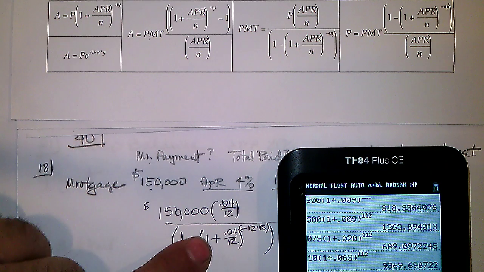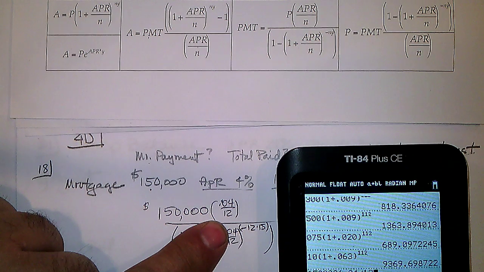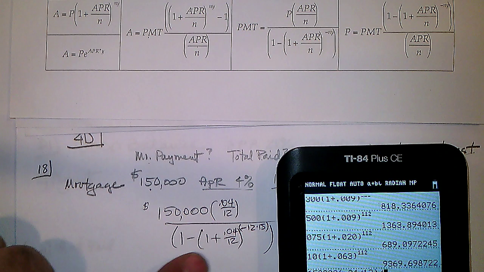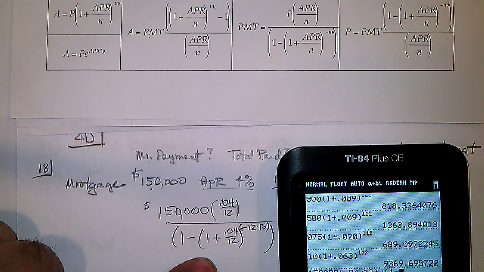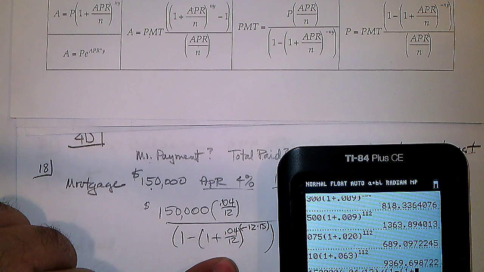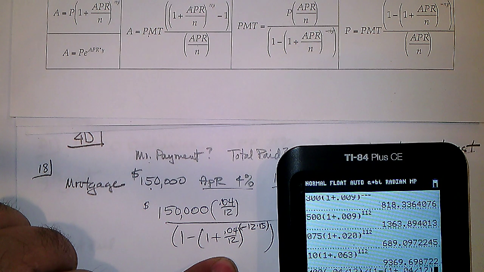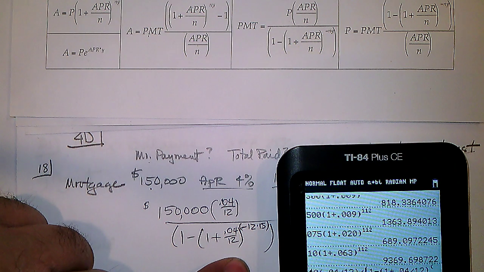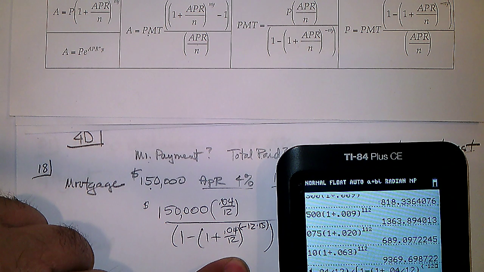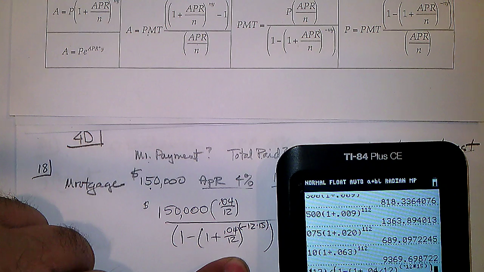150,000 parenthesis 0.04 divided by 12, close parenthesis, all divided by parenthesis 1 minus parenthesis 1 plus 0.04 divided by 12, close parenthesis, to the parenthesis negative 12 times 15, close parenthesis, close parenthesis.